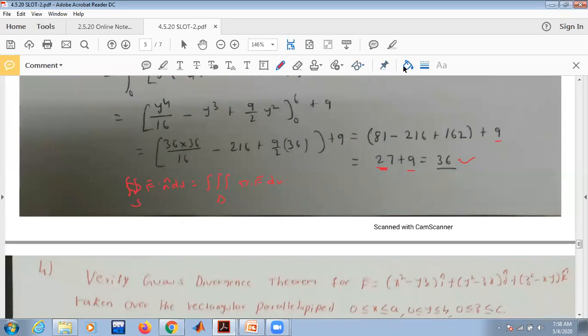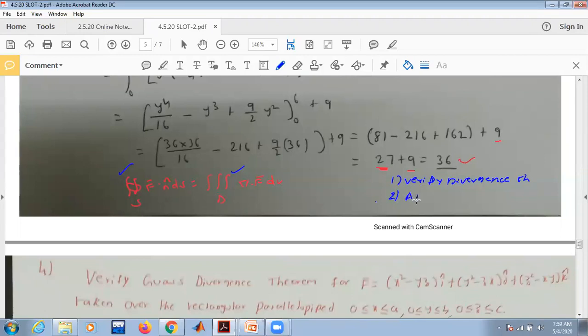So how will the questions come in examinations? Either you'll be asked to verify the Gauss divergence theorem. If you are asked to verify the divergence theorem, you have to compute the LHS, you have to compute the RHS, and show that both are equal. Verification problems will come for 12 marks, because it is a long problem and will take so much time. So when you're asked to verify the divergence theorem, necessarily you have to compute both the surface integral as well as the triple integral and show that both are equal.